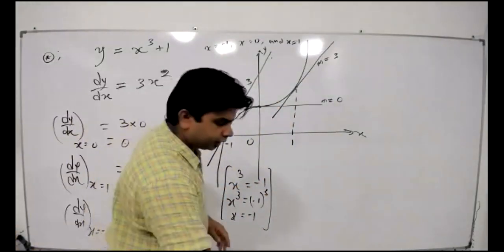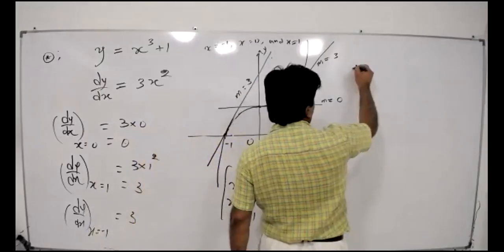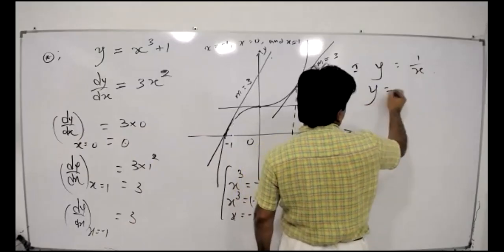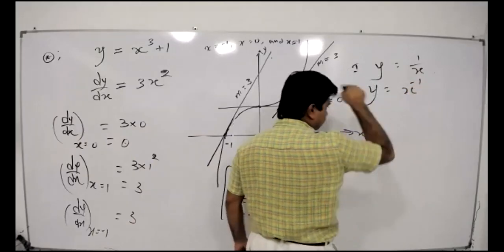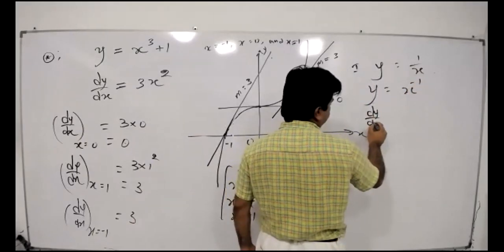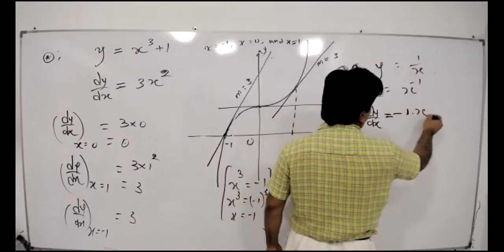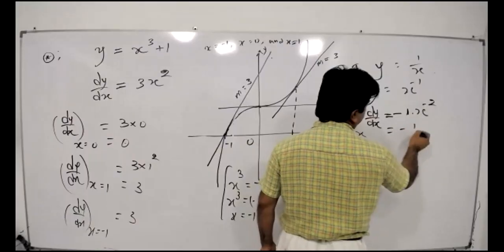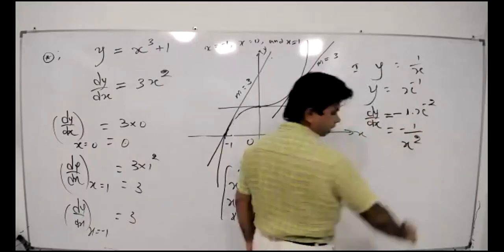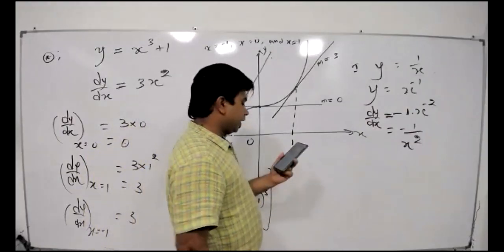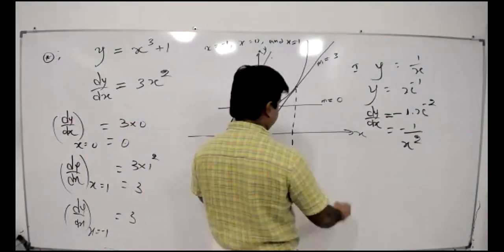Now you know the simple idea: when you go for y equals 1 over x, you can rearrange it as x to the power minus 1. Then when you go for the gradient function, you will have minus 1 x to the power minus 2, which means minus 1 over x squared. So we want to find the gradient at x equals 3.